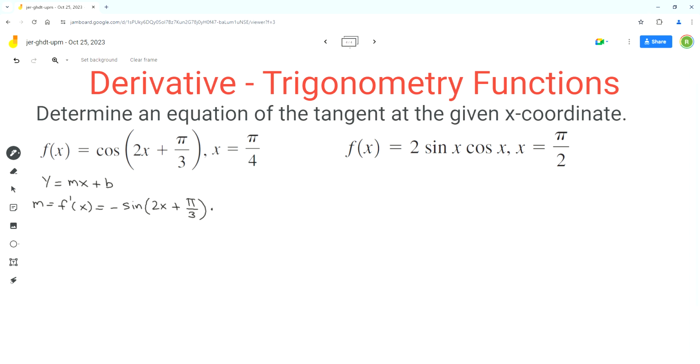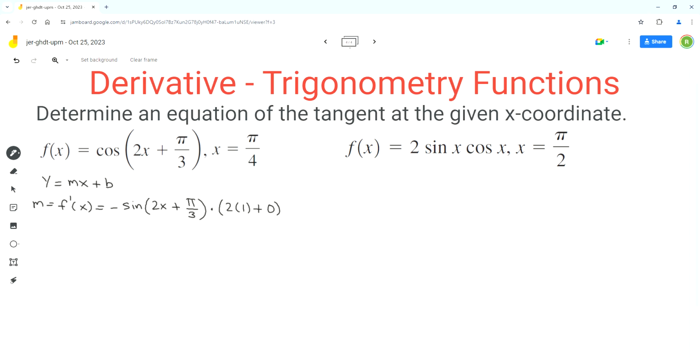Times the derivative of the inner function, and the derivative of 2x is 2 times 1, plus 0 because pi over 3 is a constant. So for 2x, the derivative is 2 times 1 because 2 is the coefficient, so it stays as it is, and the derivative of x is 1.